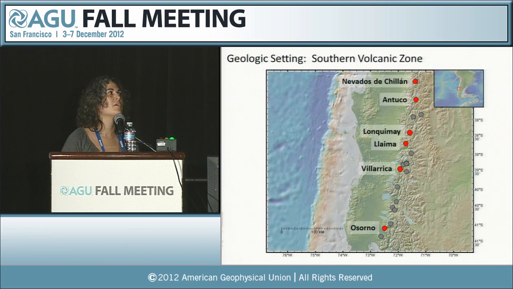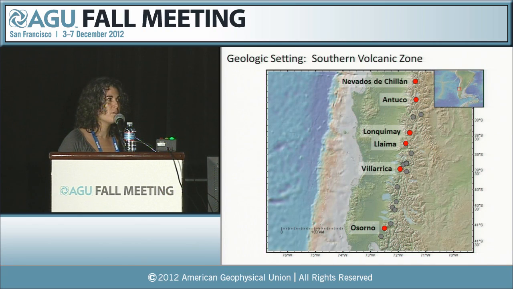So I'll be talking about the southern volcanic zone, and in particular these 6 volcanoes: Nevados de Chillán, Antuco, Lonquimay, Llaima, Villarrica, and Osorno. So over many field seasons, hundreds of samples, mostly from Llaima, were collected, and all the samples were analyzed for major and trace elements, and then subsets were analyzed for U-series, beryllium-10, radiogenic isotopes, and oxygen isotopes.